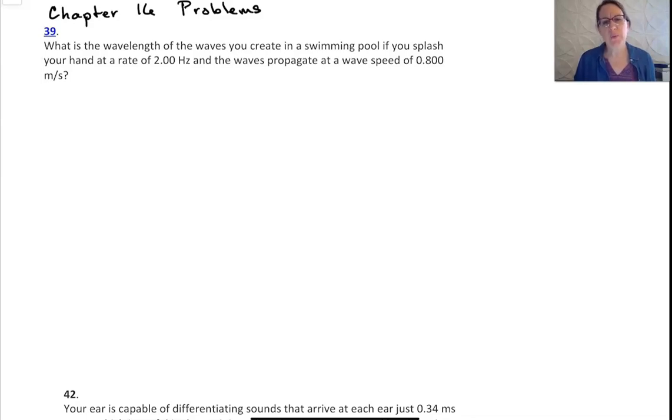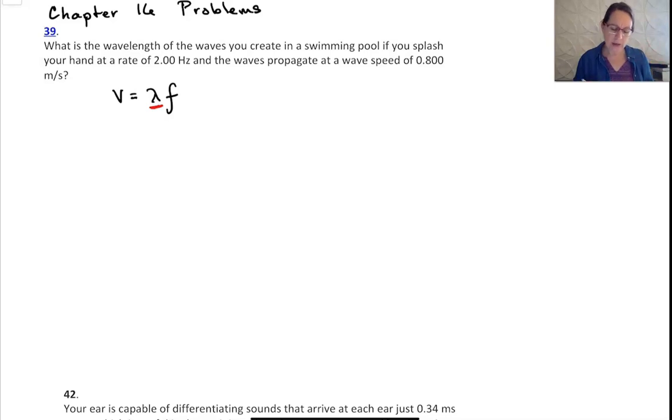So with what you know about waves already, we know something about the relationship between the wave speed, the wavelength, and the frequency. So we can look at some fairly straightforward problems to see how these work. The first one is, what's the wavelength of waves? That would be the distance between the crests.